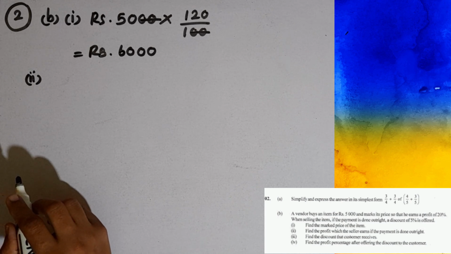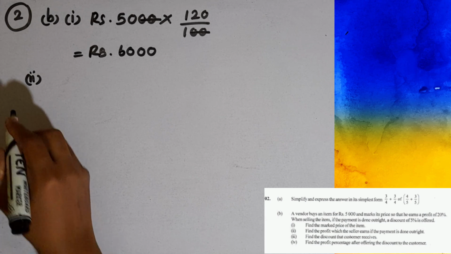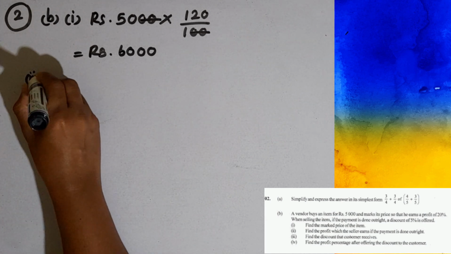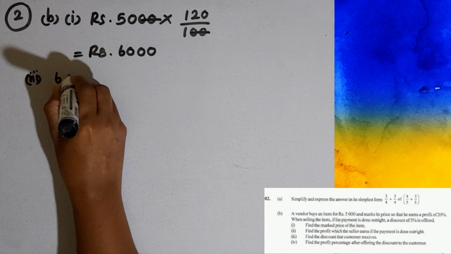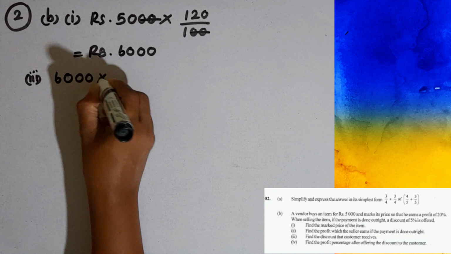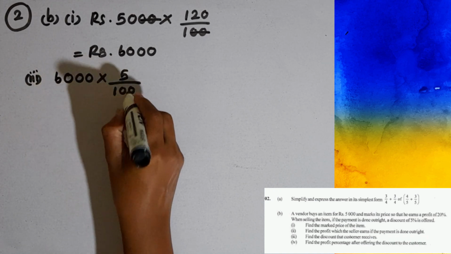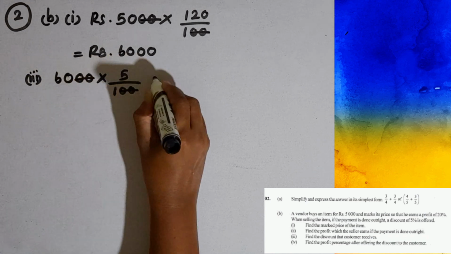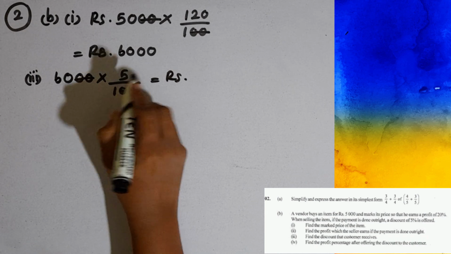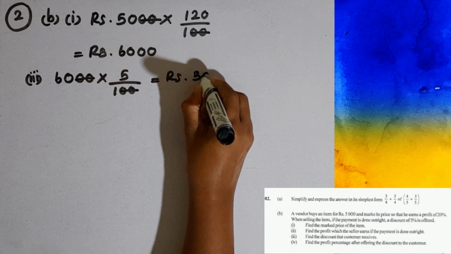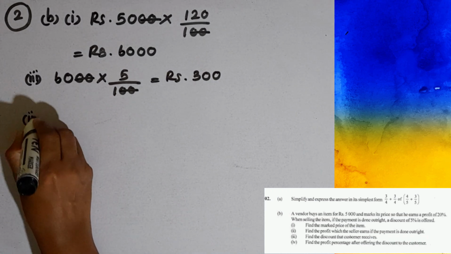We can find the discount given here. First we will do the third part. Find the discount that the customer receives. We can find the discount by 6000 multiplied by 5 over 100. 5% discount is offered. Then we can simplify like this. 60 multiplied by 5 is 300. 300 discount is given.